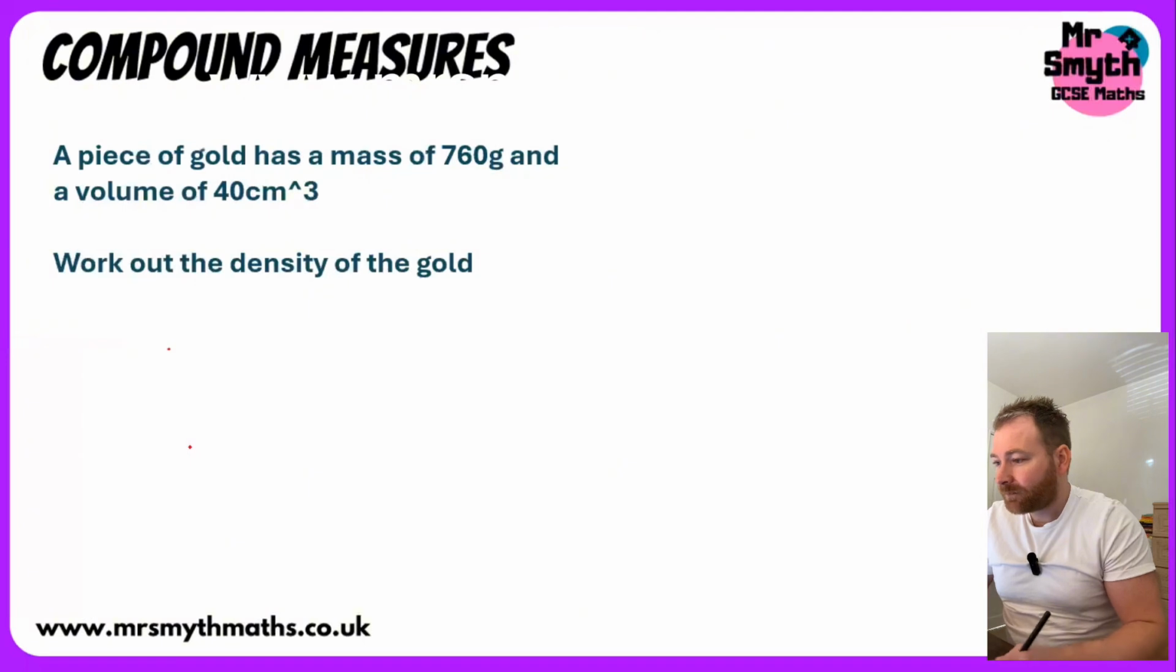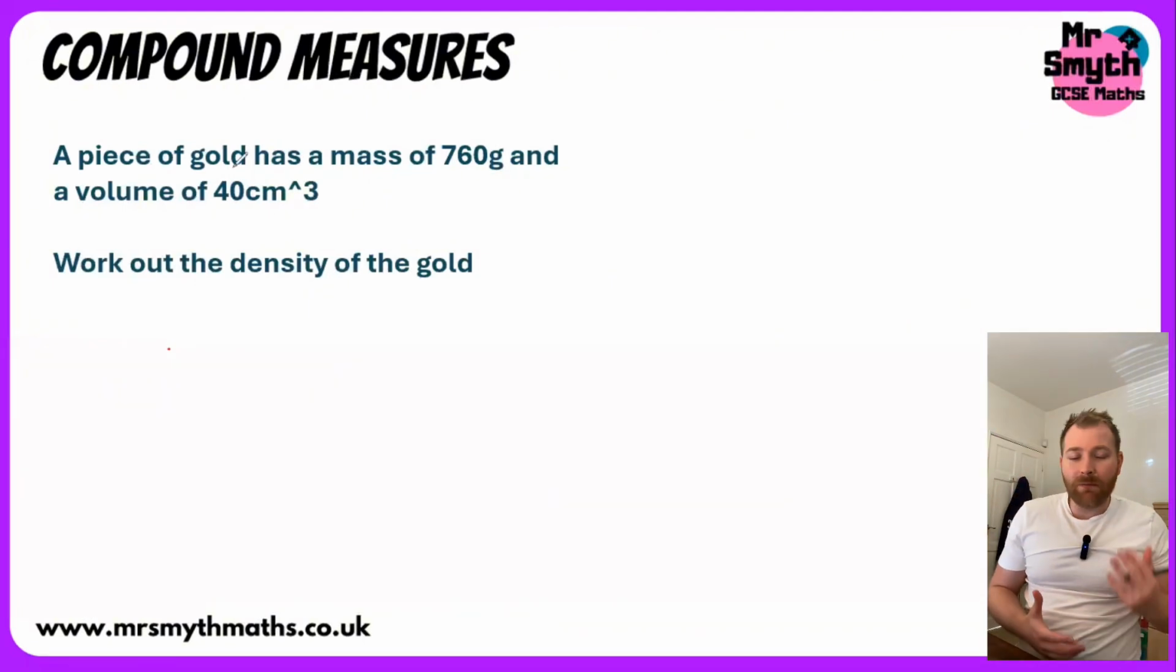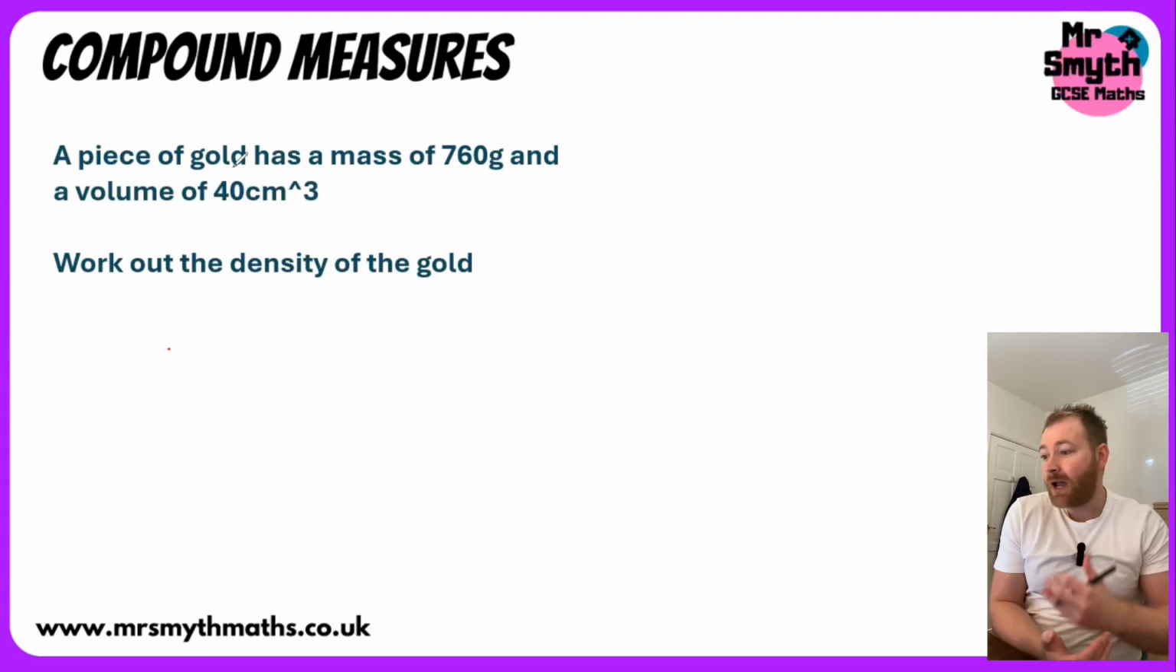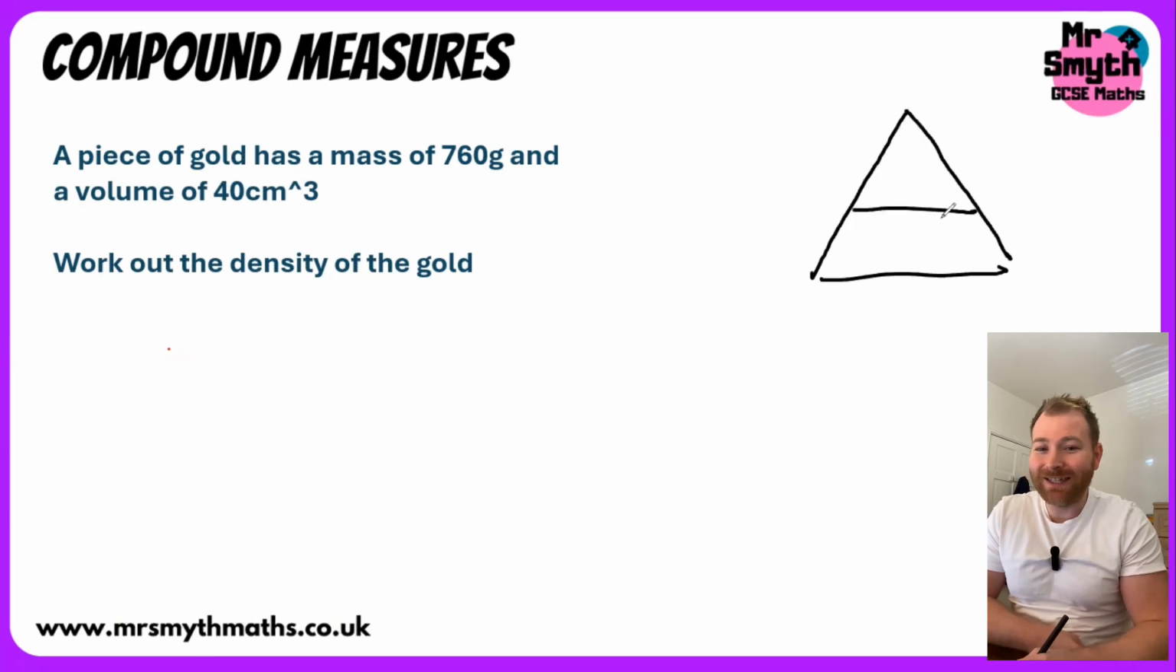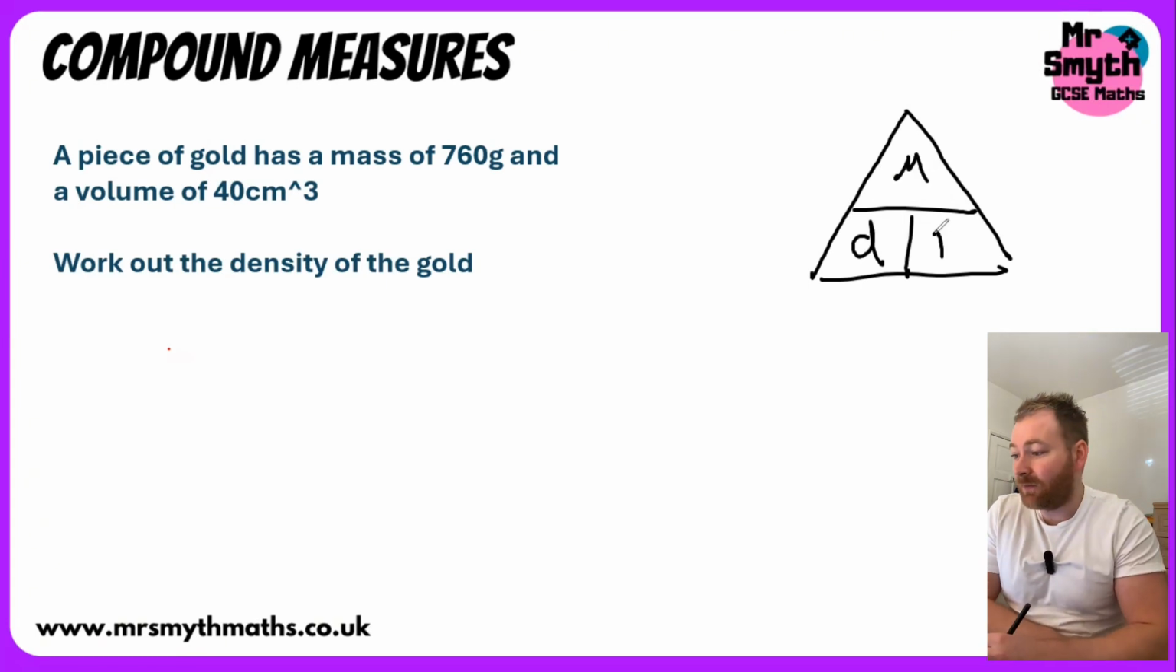So this one, let's get my pen working, here we go. This one says a piece of gold has a mass of 760 grams and a volume of 40 cubic centimeters. So we need to know the density, but we also need to learn the formula. The density formula goes like this. We can say density goes here, and we've got the mass, which goes along the top, and underneath is V for volume. So we want the density. Density is equal to mass divided by volume.